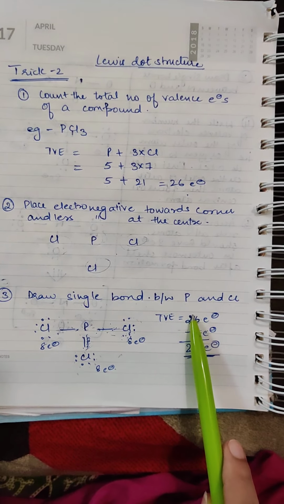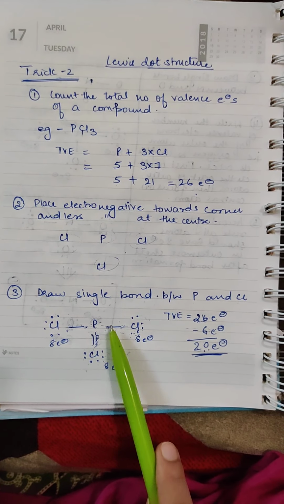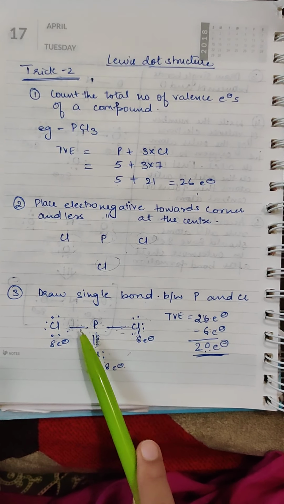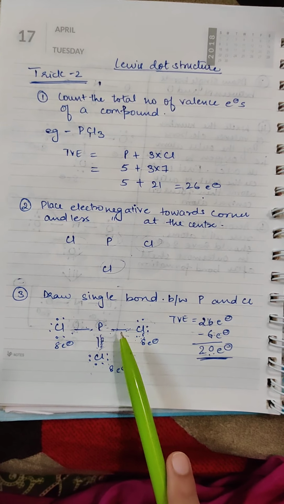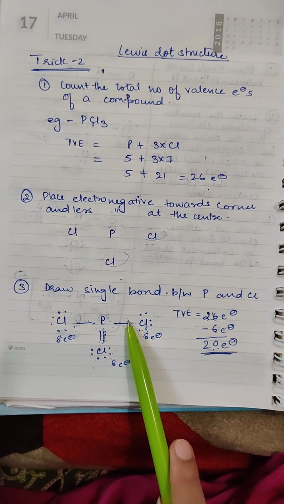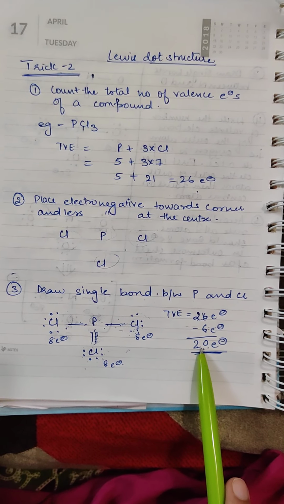Out of 26 electrons, I have used 6 electrons, because each single bond is made up of 2 electrons. I have drawn 3 single bonds, so 3 twos are 6. So out of 26, 20 electrons are left.